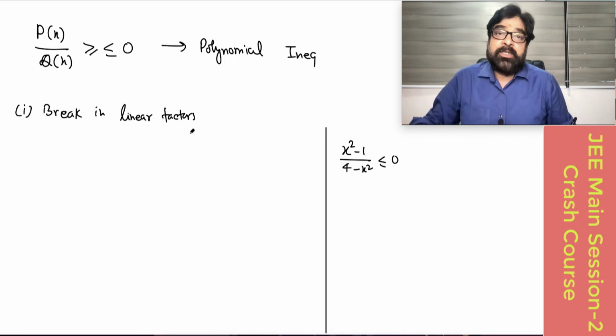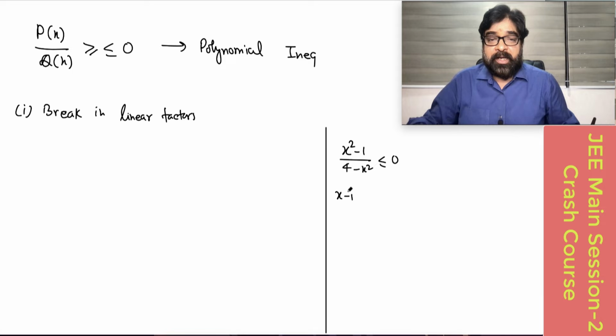So the first step is to break into linear factors. You will understand soon why I am saying this step. So let's break it. This is not a linear factor, this is a quadratic. So we can break it and we'll get x minus 1, x plus 1. And this is 4 minus x square, which I can write as 2 minus x into 2 plus x, less than equal to 0.